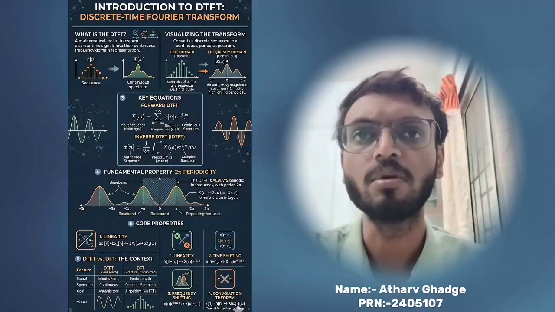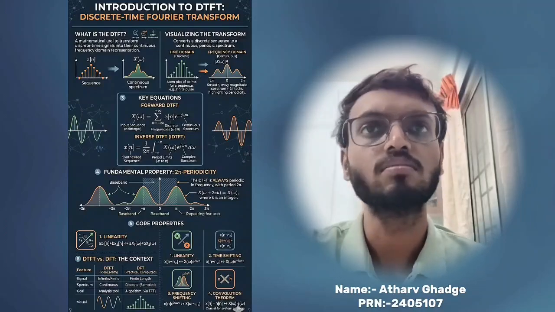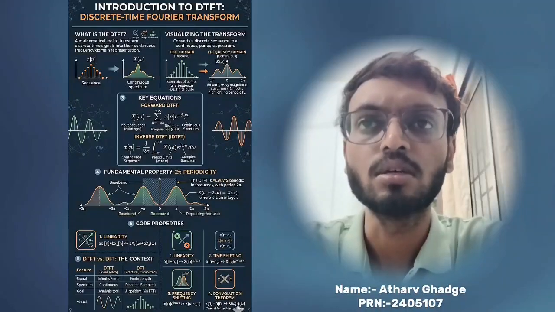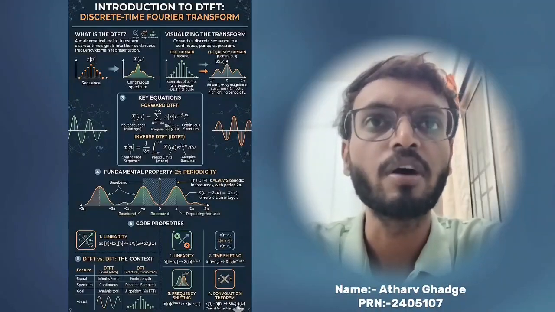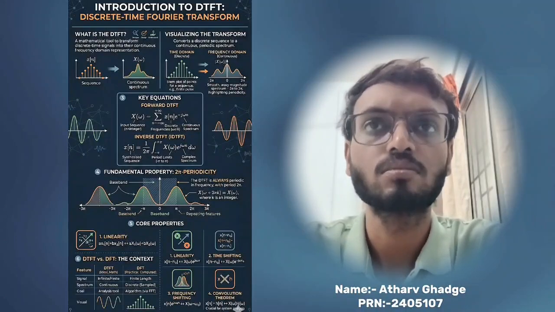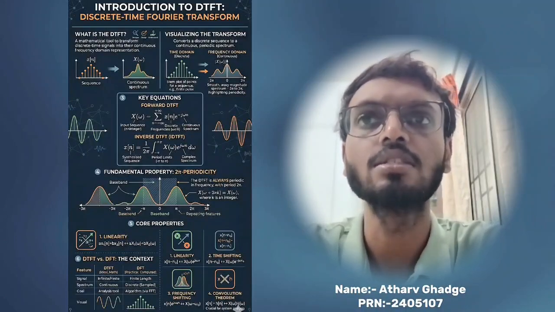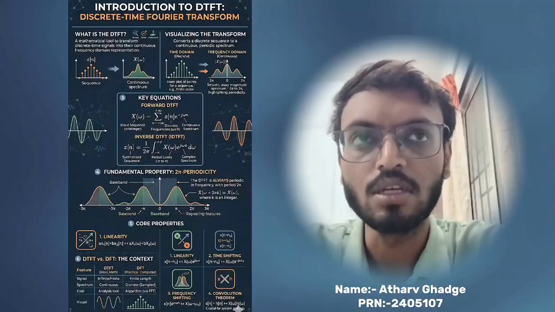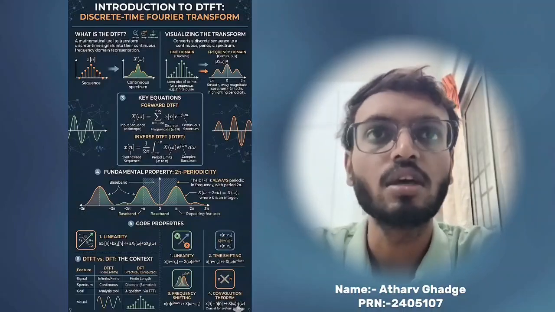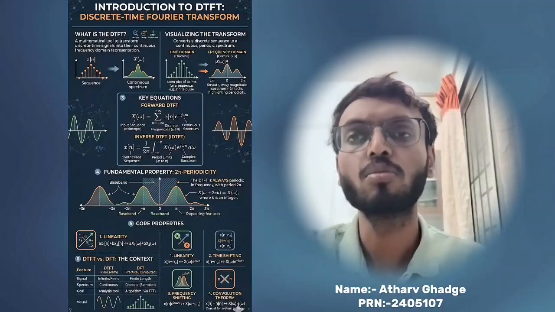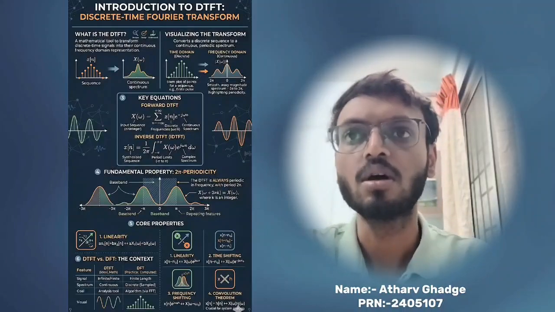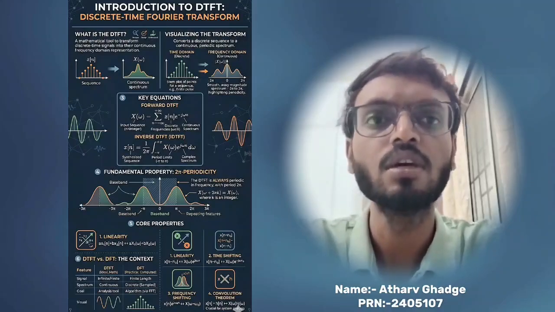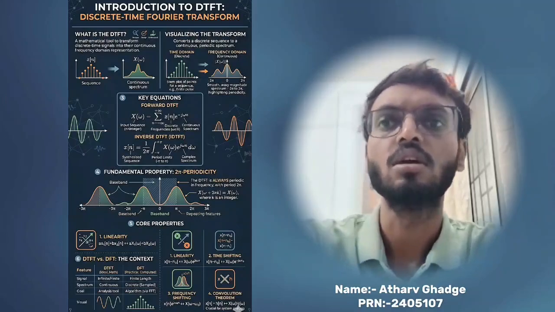The fourth point is the fundamental property. Here you can see in the image there are minus pi, that is the baseband, and plus pi, which is a repeating feature. The cross line highlights the basebands. The DTFT is always periodic in frequency with period 2 pi. The core properties are linearity, second is time shifting, third is frequency shifting, and fourth is the convolution theorem.